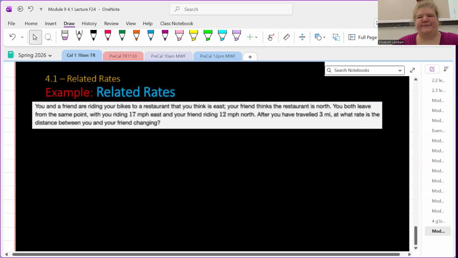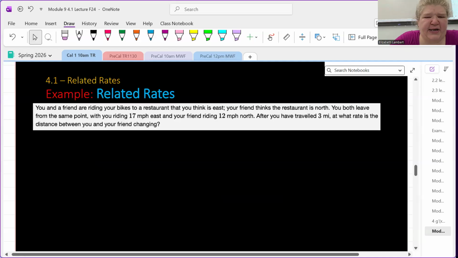All right. So let's take a look at our next one. You and a friend are riding your bikes to a restaurant that you think is east. Your friend thinks the restaurant is north. You both leave from the same point, with you riding 17 miles per hour east and your friend riding 12 miles per hour north. After you have traveled 3 miles, at what rate is the distance between you and your friend changing?